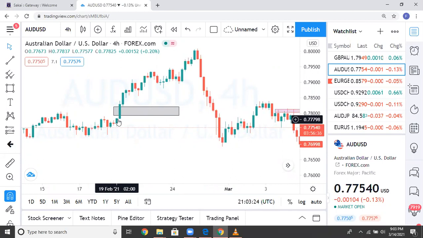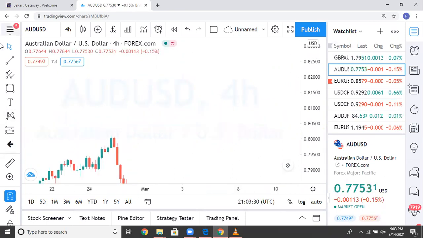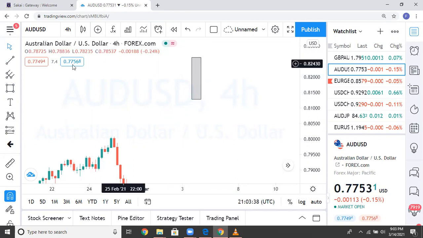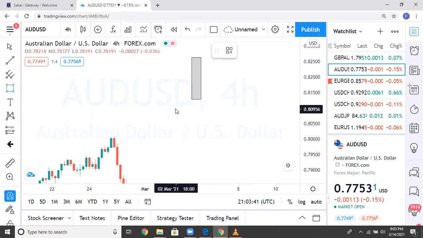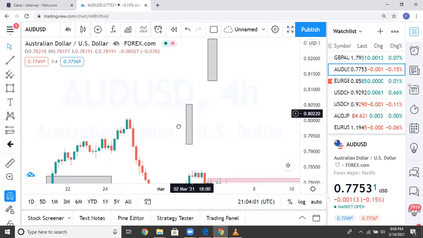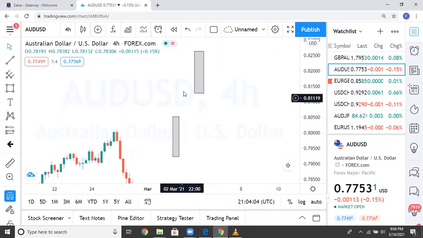And there are other types of gaps too. The main gap we know is when the market ends on Friday and opens on Sunday or Monday. The candlestick will be forming something like this, so you see a space in between it. And this is the normal gap that we know. But in ICT, there are different types of gaps.